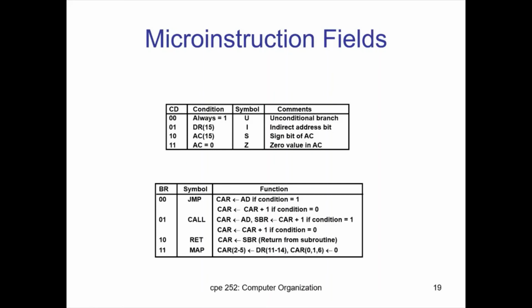How is it checking the conditions? We have different flags. Always check: it is 1 for okay and 0 for not okay. And apart from that, we have calls. Jump, call, return, map. So these four fields are very important for branching.